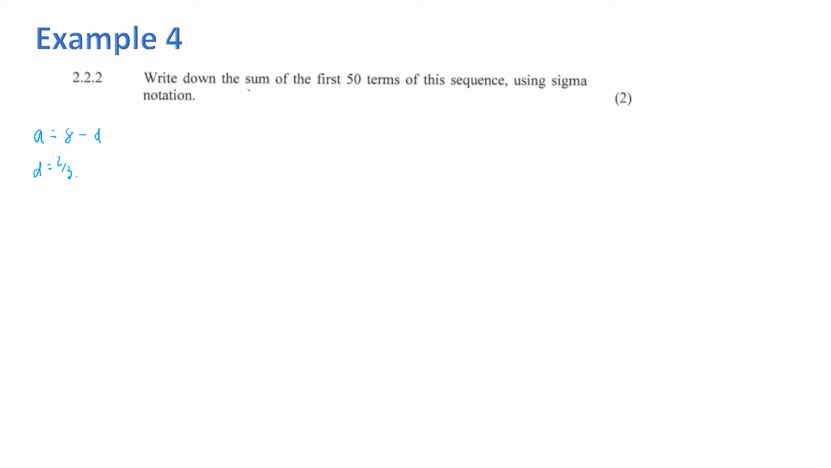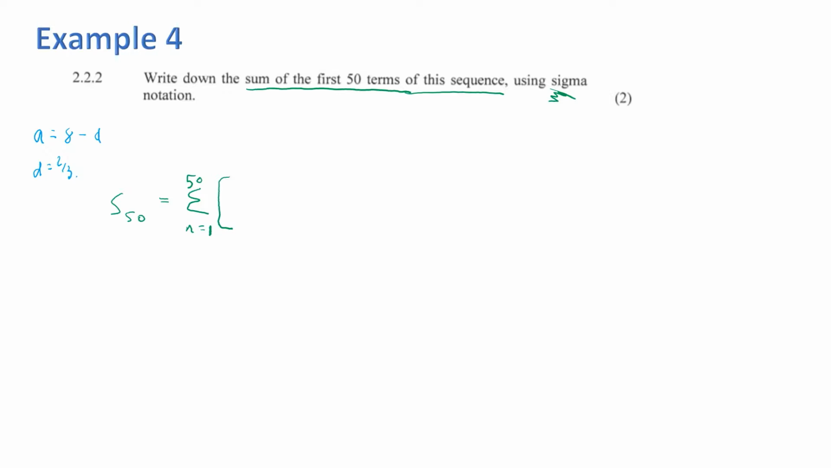We have to write down the sum of the first 50 terms of the sequence. They want us to use sigma notation. So, sum of the first 50 terms equals sigma notation. I'm going to use this n still that we've been using all the time, and we have to calculate from the first term to the 50th term. We're just going to fill in numbers.